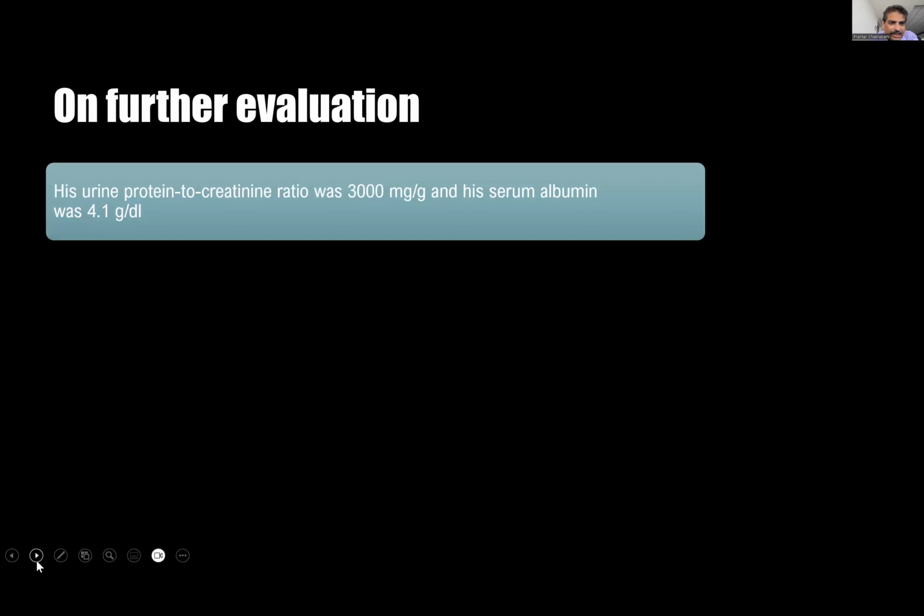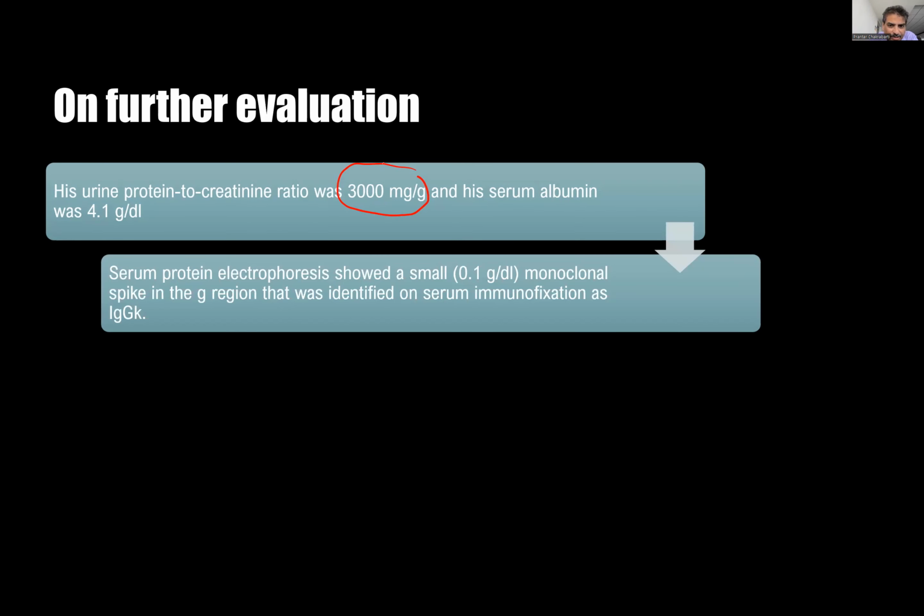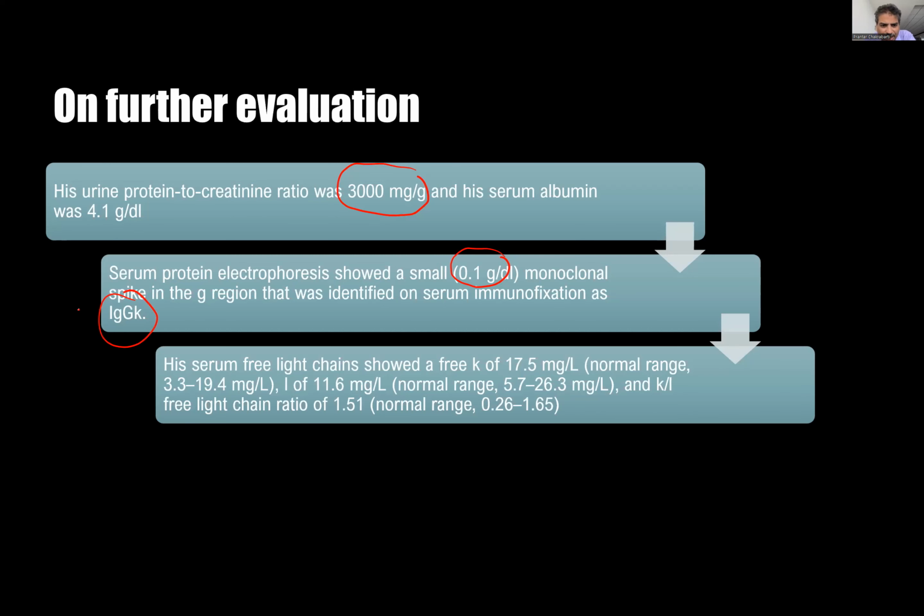So let me go back. The urine protein to creatinine ratio was 3000 milligram per gram. Serum albumin was 4.1. Serum protein electrophoresis showed a small monoclonal spike, IgG kappa, right? So it's a monoclonal gammopathy, okay? Serum free light chain showed a free kappa of 17.5 and the ratio was normal.